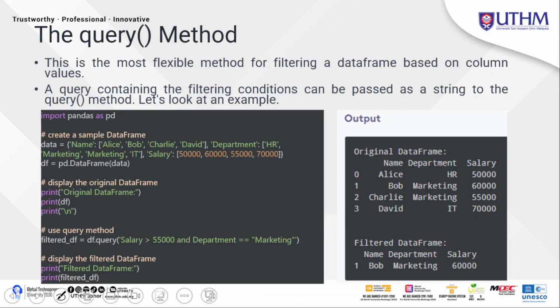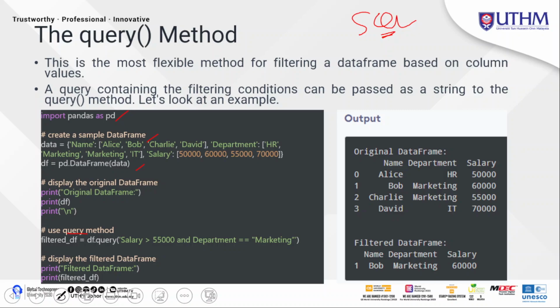Next, the last one is the query method. This one is the most flexible method for filtering a data frame based on column values. How to use the query method? Let's see this example. Import, data frame created. This query method is similar, not the same, but similar to SQL. SQL stands for structured query language. Query means we try to retrieve the data from the data set or database. That is what is meant here by the query method.